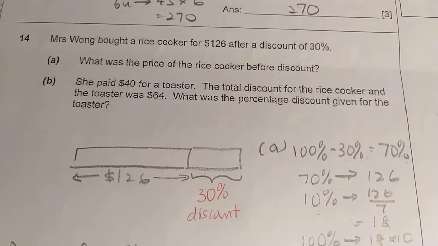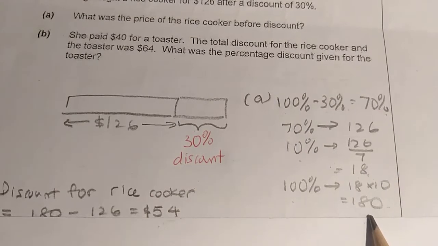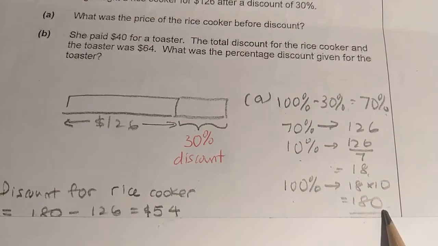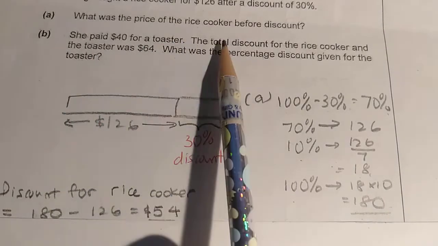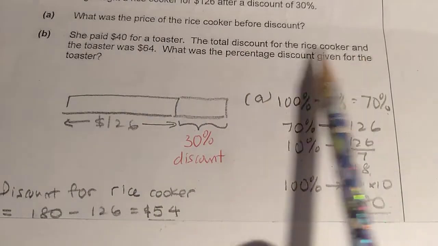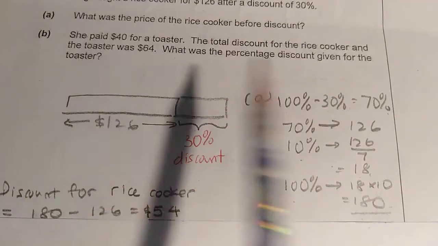And therefore 100% is simply 18 times 10 is $180. That's the answer for part A. That's the price of the rice cooker before the discount. Second part, she paid $40 for a toaster. The total discount for the rice cooker and the toaster was $64. What was the percentage discount given for the toaster?